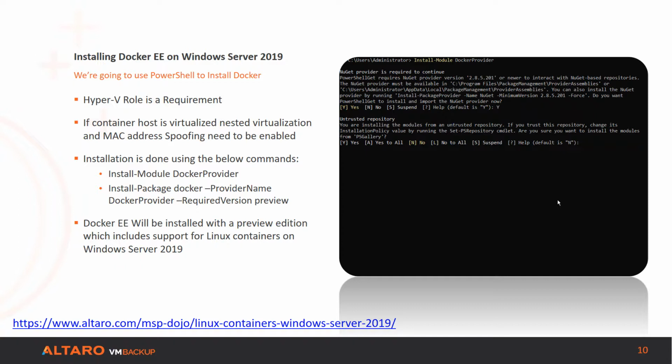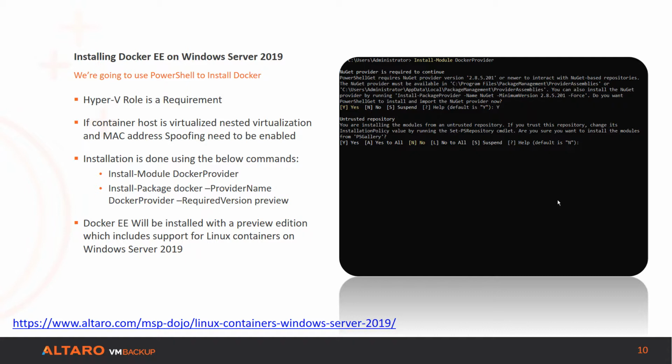You're going to do Install-Module DockerProvider to install the necessary NuGet provider. And then you're going to run Install-Package Docker, and we're going to specify that provider. That's what we're going to use to pull down the image. And then RequiredVersion preview, so that will make sure we get the preview edition of Docker.